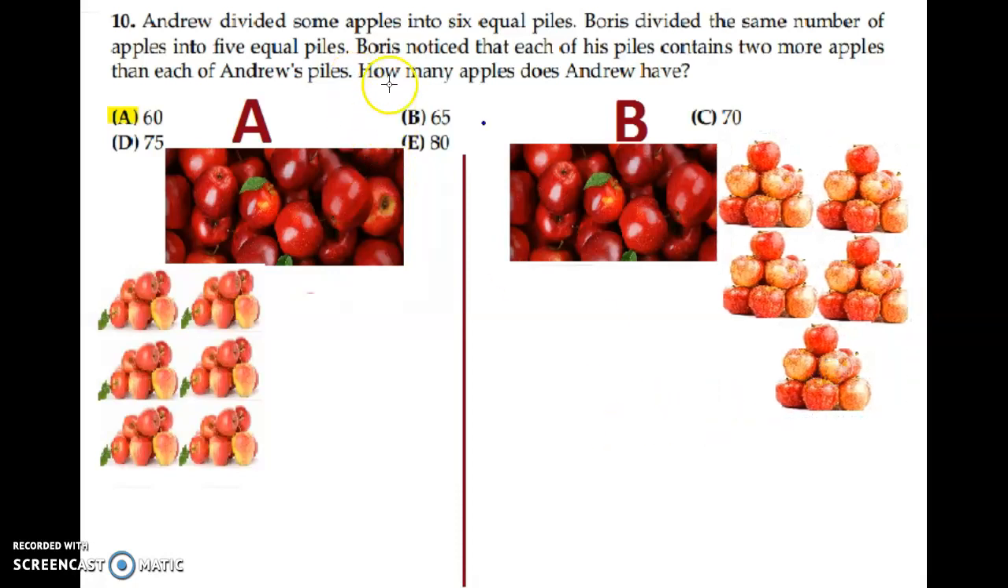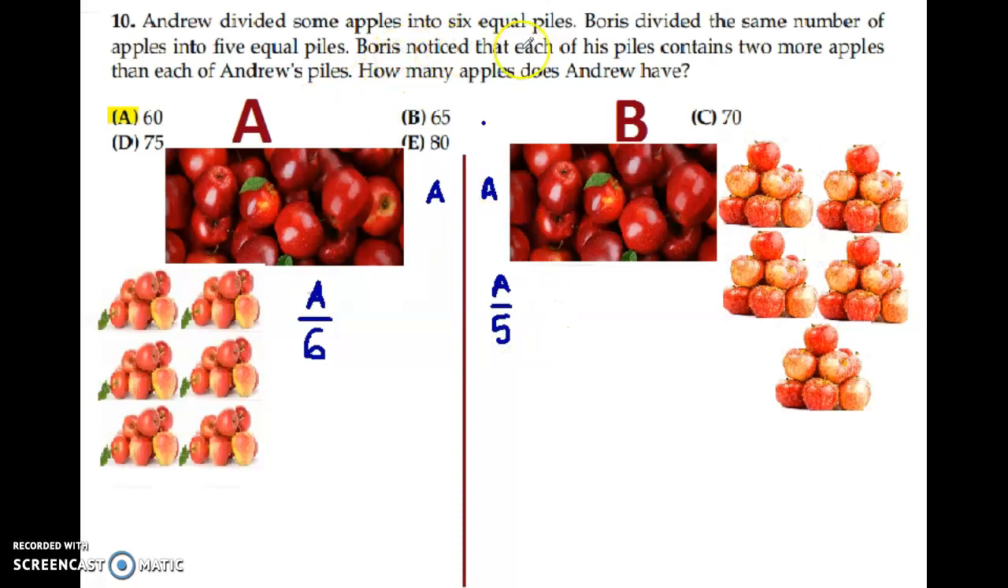Right? So now we don't know how many apples A has, or the apples that B has. But we know that they have the same number of apples. So let's say that both of them have A apples. So Andrew divided his A apples into 6 piles. So every pile has A upon 6 apples. Whereas Boris divided them into 5 piles. So that's A divided by 5 equal piles.